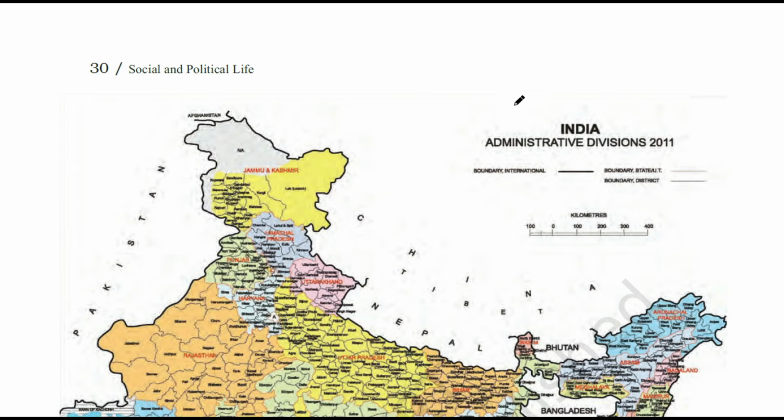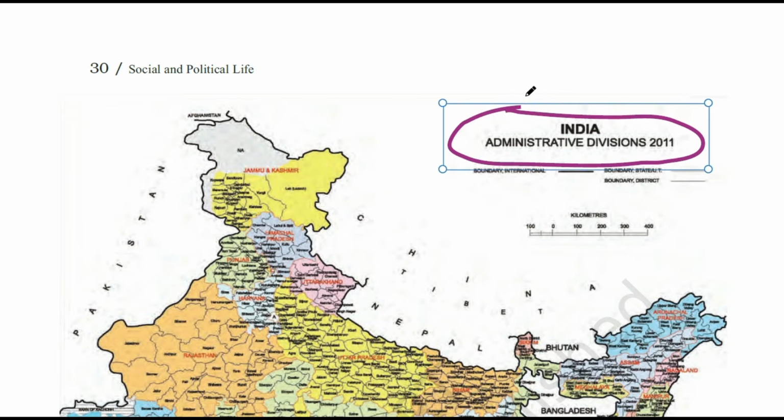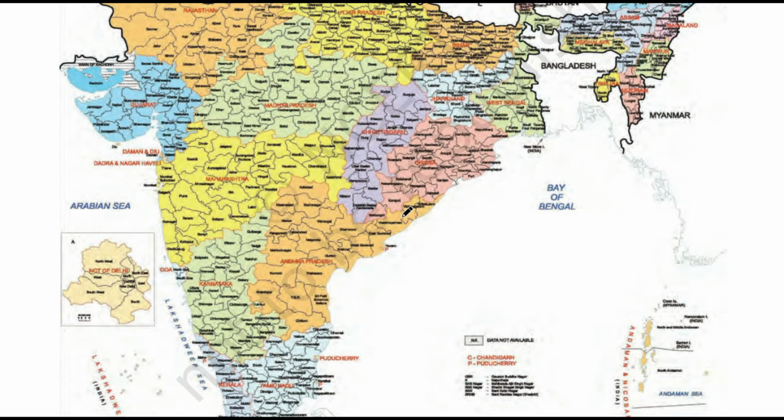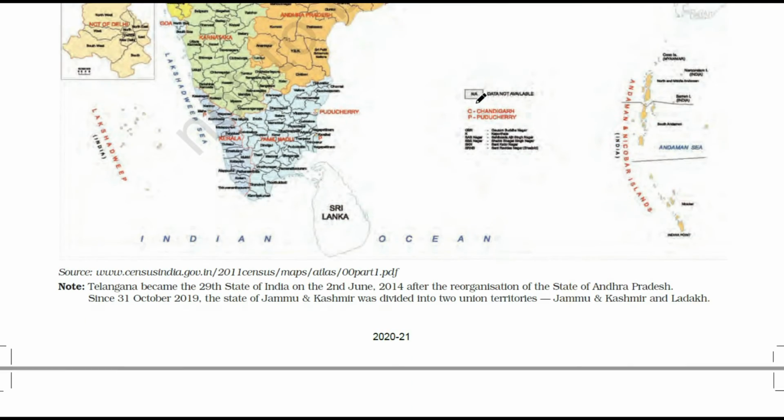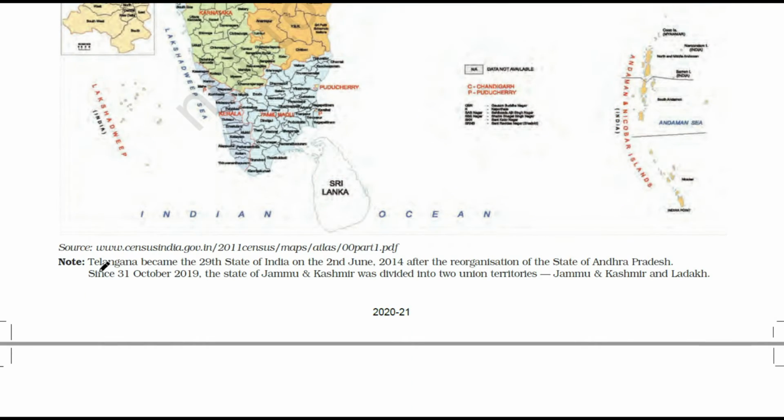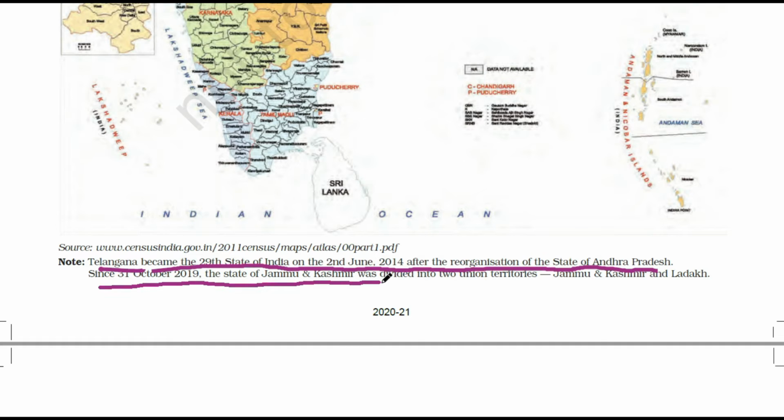So this is a map of the administrative divisions. Basically, the country is divided into several parts for administrative convenience. This is how the administrative map looks. And for your information, India now has 29 states. Telangana is the 29th state of India, formed on the 2nd June 2014 after the reorganization of the state of Andhra Pradesh. Since 31st October 2019, the state of Jammu and Kashmir was divided into two union territories, Jammu and Kashmir and Ladakh.